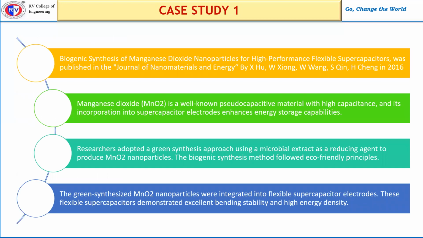Then we included some case studies regarding the use of nanomaterials synthesized by green methods in supercapacitors. The first one is biogenic synthesis of manganese dioxide nanoparticles for high performance flexible supercapacitors. This was published in the Journal of Nanomaterials and Energy by Sun, Hu, Xiang, et al. in the year 2016. MnO2, manganese dioxide, is a well-known pseudocapacitive material with high capacitance, and its incorporation into supercapacitor electrodes enhances energy storage capabilities.